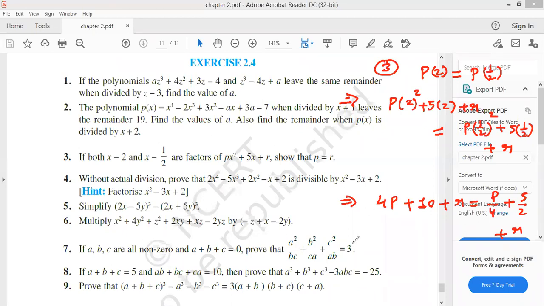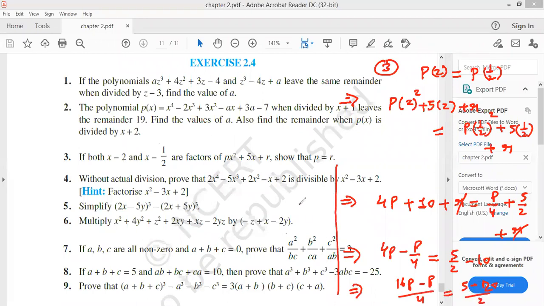सिंप्लीफाई करो इसको। If you simplify this one, this r will be canceled out, just wait, and this 4p minus p by 4 is equals to 5 by 2 minus 10. This much is clear to everyone? Yes, sir. And if you simplify this one, you will get what? 4 4 the 16p minus p upon 4 is equals to 5 minus 5 10 to the 20 upon 2.